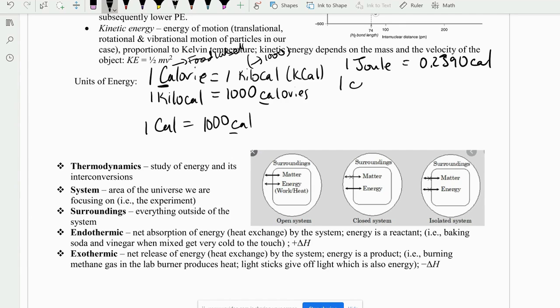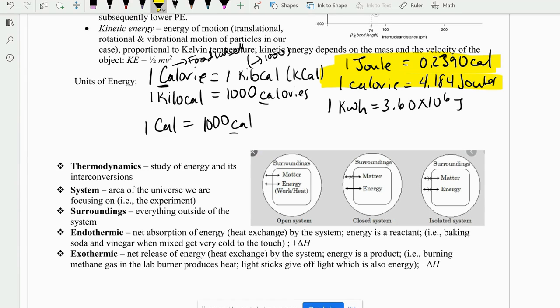So 1 small calorie, how about this one? You got one more here. 1 small calorie is equal to 4.184 joules. And lastly, we have something called a kilowatt hour. So here are just some standard common energy conversions that you need to know.